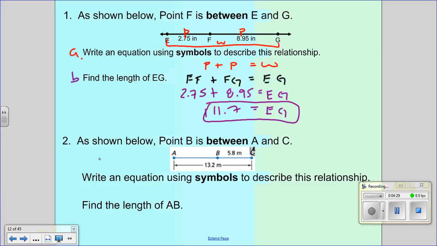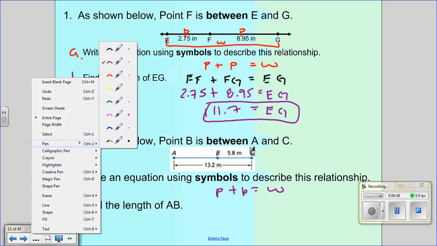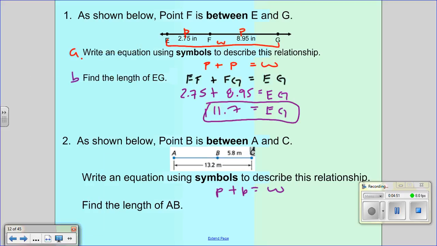All right, on number 2, it says point B is between A and C. So again, the first thing they ask for us to do is write the equation. So again, it's part plus part equals whole. So the equation for this scenario would be AB plus BC equals AC.